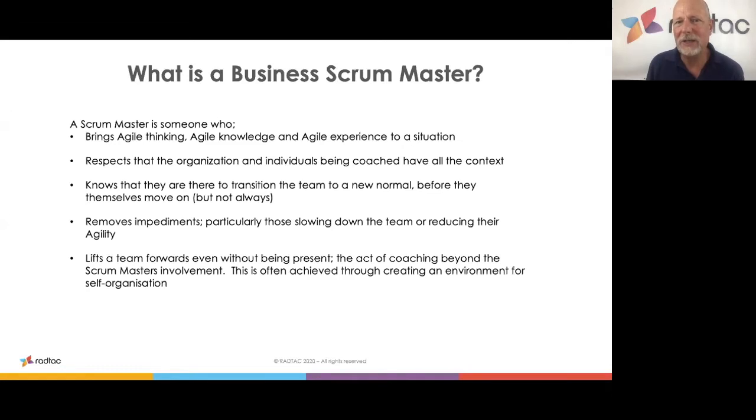It's really key that the Scrum Master has experience of interacting with people, organizations, product owners, teams, and we know where the bear pits are. We know where the difficulties are going to occur. Anybody can read a book, which is great. There's nothing wrong with reading books, but the Scrum Master needs to have practical experience, really. So that's what we are. Respects the organization, individuals being coached, and have the context.